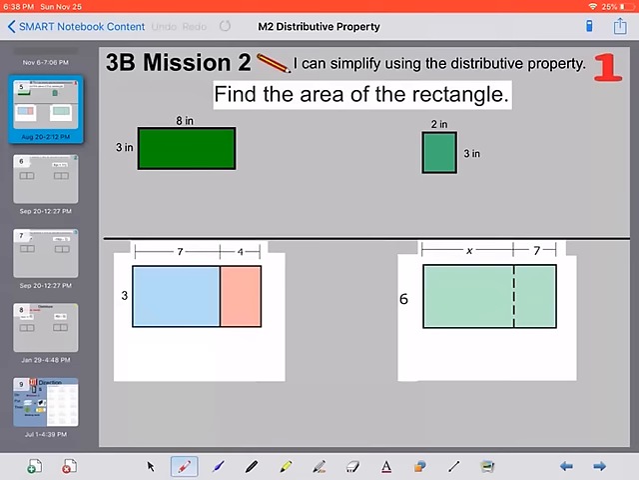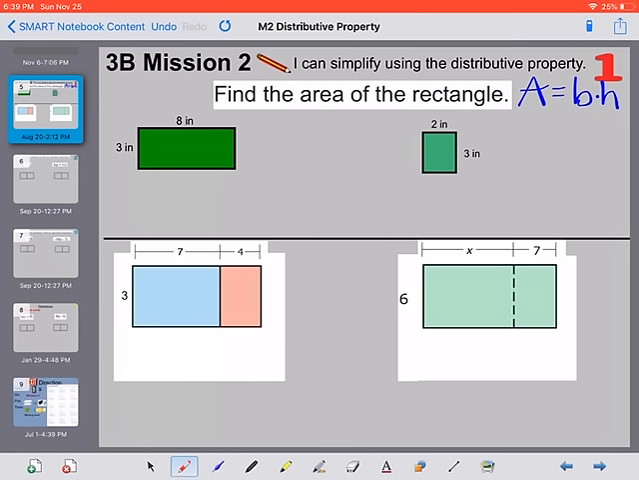Hello, we are doing mission 2 today, which is simplifying and using the distributive property. Some of you may have heard or used this before, but for many of you this is going to be new information. One thing that's not new, hopefully, is finding the area of a rectangle. The area of a rectangle, think in your head right now, do you remember what the formula is? The formula for the area of a rectangle is base times height, or length times width, whichever you would like to describe it as.